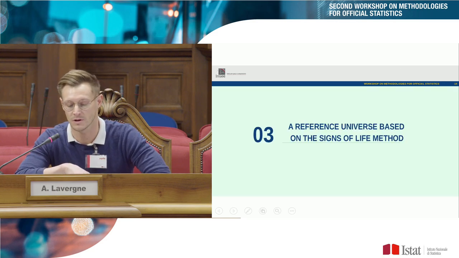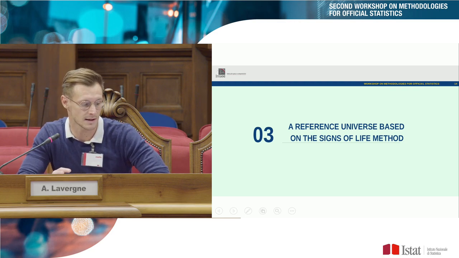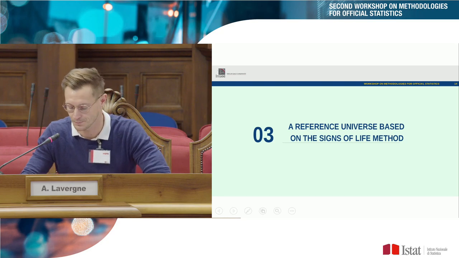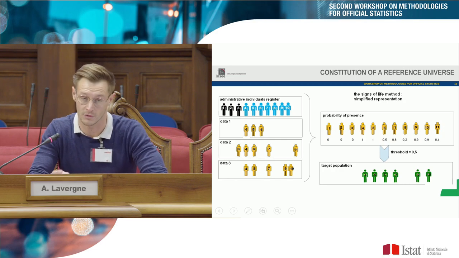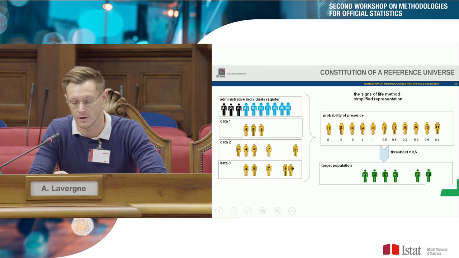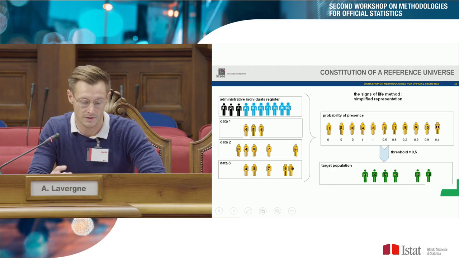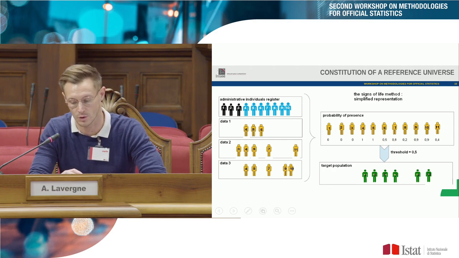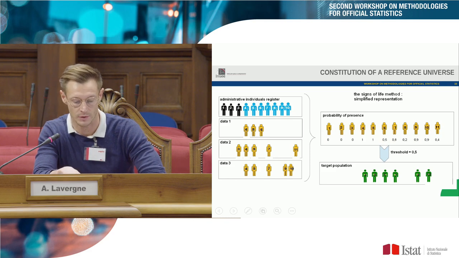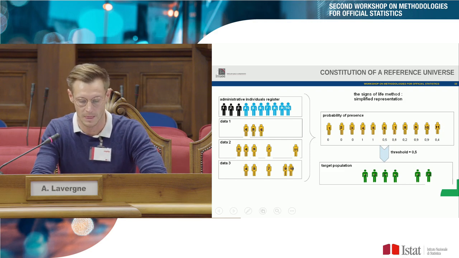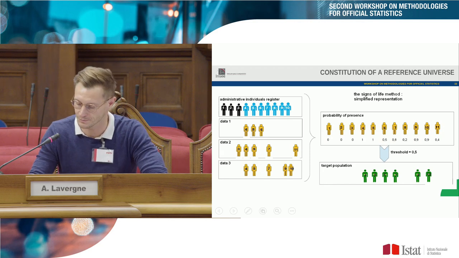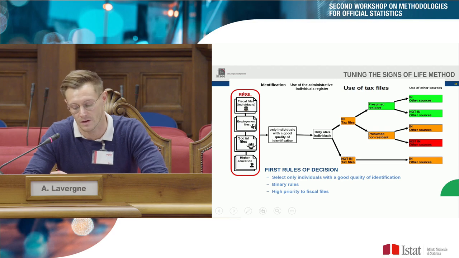So I will now focus on the constitution of the reference universe for individuals and explain how the science of life method is implemented in the RESIL process. So to account for birth, death, and individuals arriving in France from abroad and who need social security, we rely on the administrative register of individuals. However, this register does not provide information on individuals leaving the French territory. Therefore, we will attempt to estimate the probability of residence in French territory for each individual by analyzing their presence in the various administrative sources at our disposal. And finally, by applying a threshold to this probability, we can deduce the reference population. So this is the first application of the science of life method.